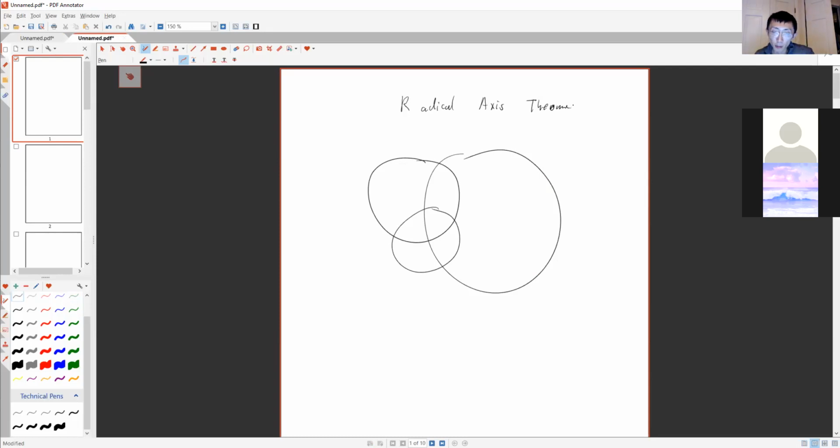So we're going to prove that the pairwise radical axes of the 3 circles, all 3 of them, intersect at the same point. And that point's called the radical center of the 3 circles. So there are some different configurations for how the circles could be. Maybe none of them intersect, maybe some of them intersect.